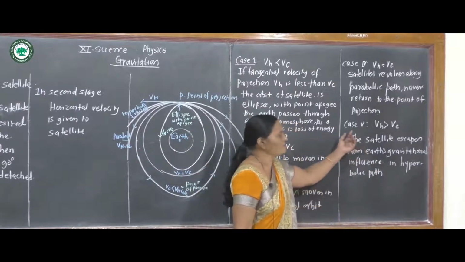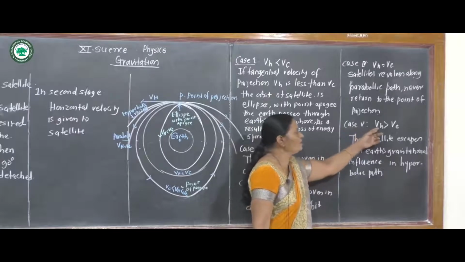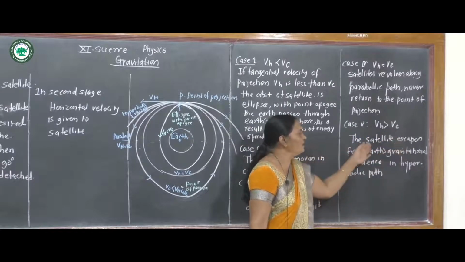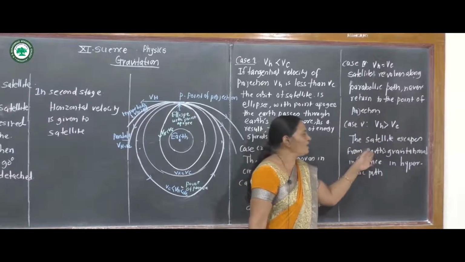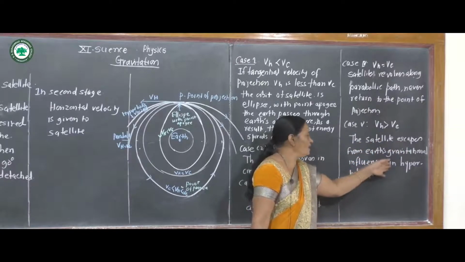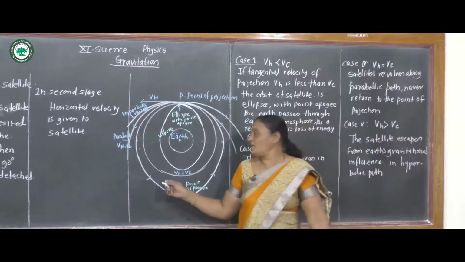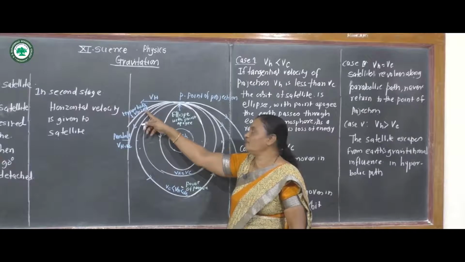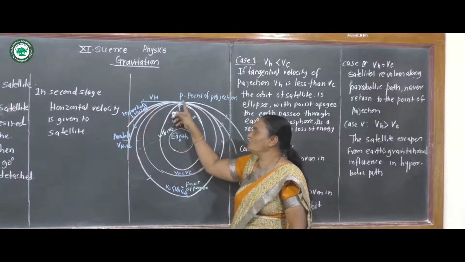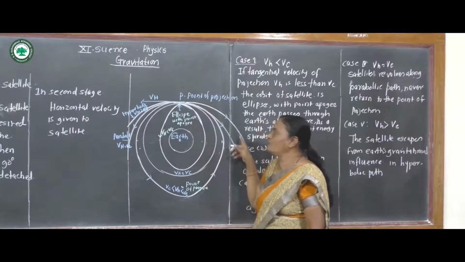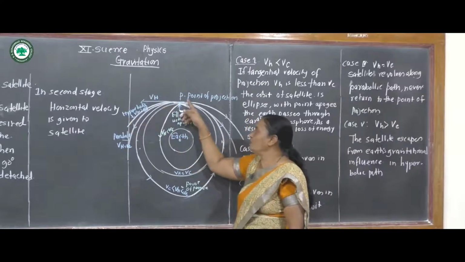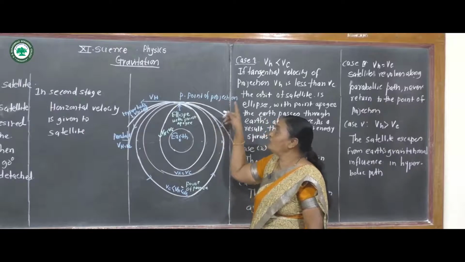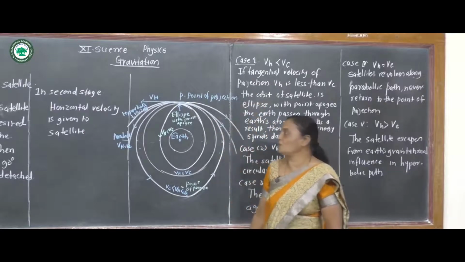And the last case, when the velocity of projection is greater than escape velocity, the satellite escapes from the Earth's gravitational influence in a hyperbolic path. See, when the velocity of projection is greater than escape velocity, the motion of the satellite is a hyperbolic path. See this motion, this shows the hyperbolic path, and this is all about the cases of the projection of satellite.